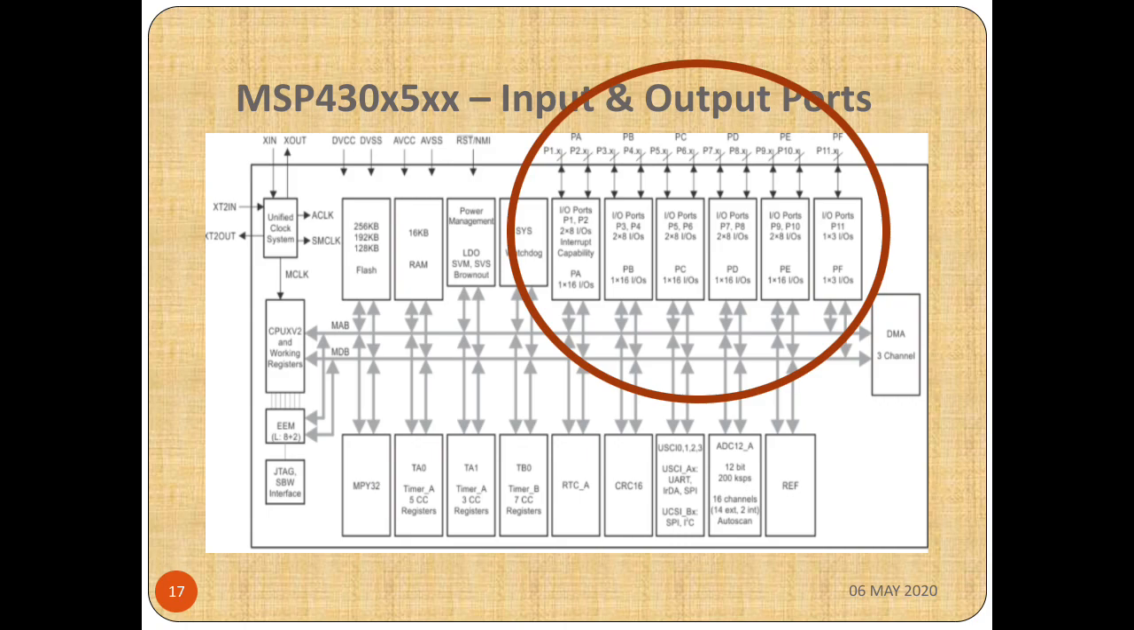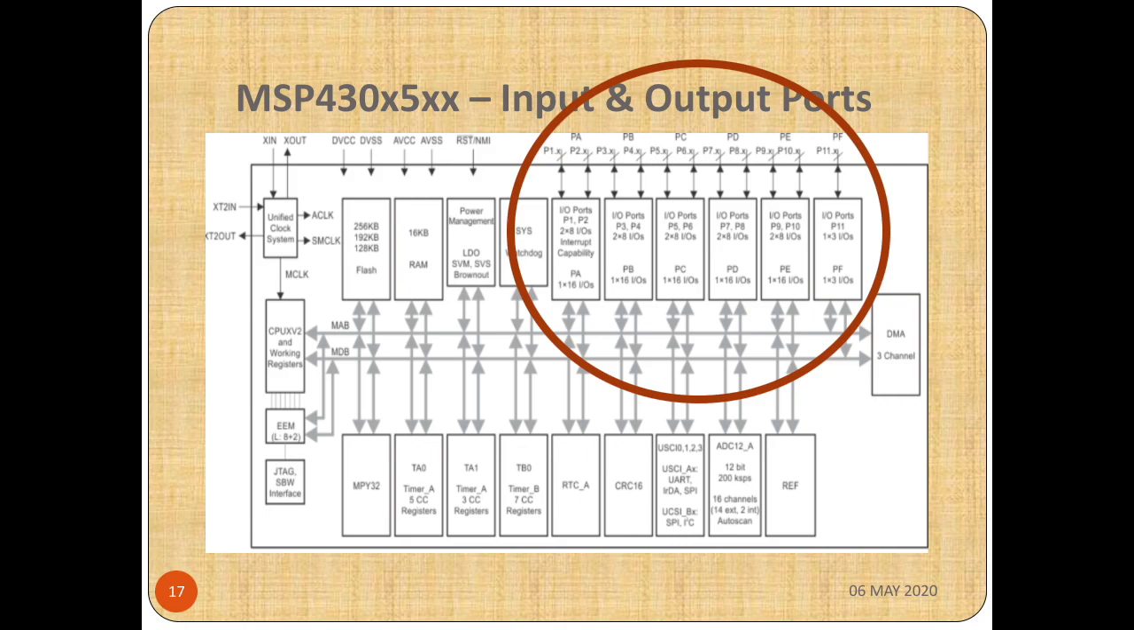And next is input output ports. In MSP430 X5xx we have 83 IO lines. The 83 IO lines are divided into 11 ports, from port 1, port 2, up to port 11. Each port has 8 IO lines. That means the initial ports, 1 to 10, have 8 IO lines each, and the 11th one has 3 IO lines only.